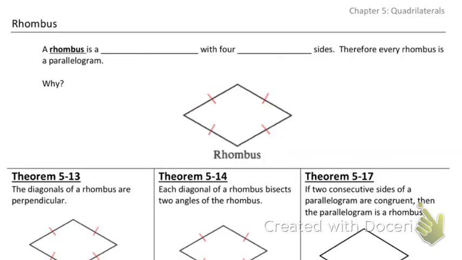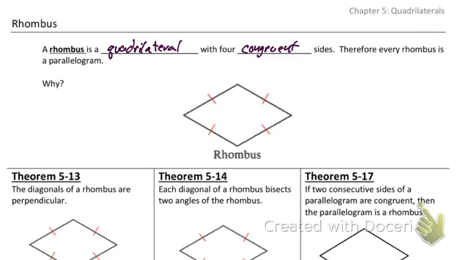All right, rhombus. We just have two more. A rhombus is a quadrilateral. It's got four sides, so it must be a quadrilateral, with four congruent sides. Therefore, every rhombus is a parallelogram. Why, based on the definition, is it a parallelogram? Yeah, because the opposite sides are congruent.